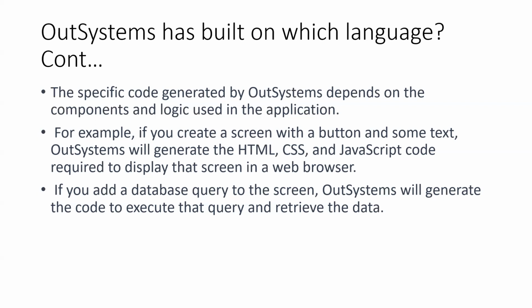So behind the scenes, what happens? Basically, using the OutSystems platform we are developing an application using some visual models, and those visual models in the background generate the code. The code could be HTML, CSS, JavaScript, C Sharp, Java. So it's going to generate that code.